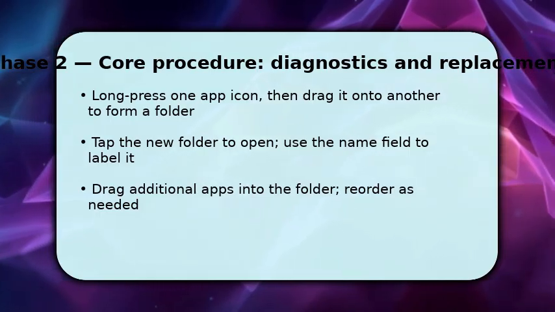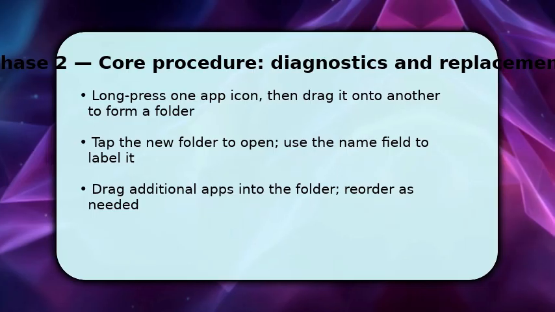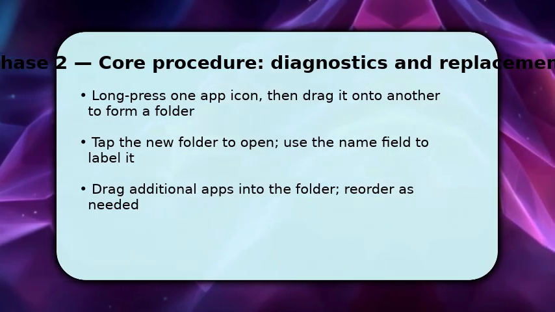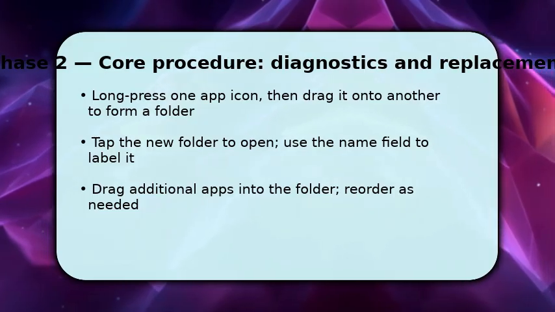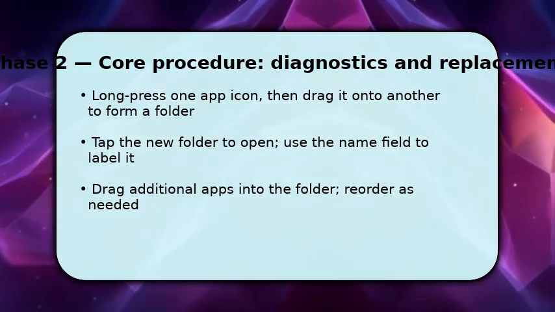After naming, drag more apps into the folder one by one. You can also reorder inside the folder by dragging icons. This method keeps related apps together and reduces home screen clutter.